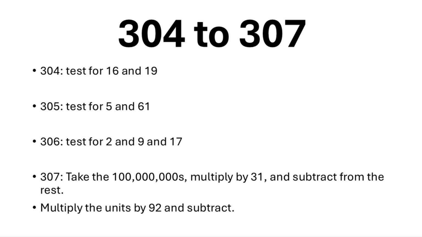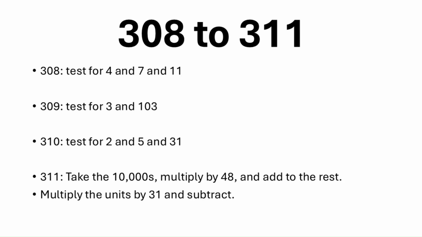307, take the 100 millions, multiply by 31, and subtract from the rest. Multiply the units by 92 and subtract. 308, test for 4 and 7 and 11. 309, test for 3 and 103. 310, test for 2 and 5 and 31. 311, take the 10,000s, multiply by 48, and add to the rest. Multiply the units by 31 and subtract.